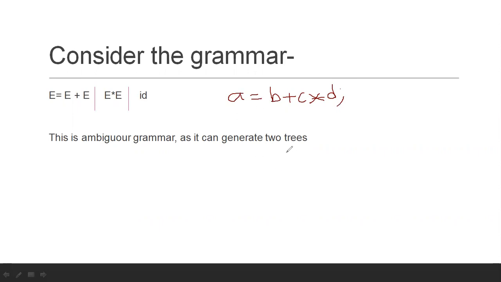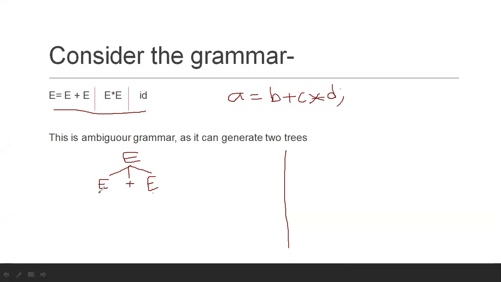How come? This is possible because this particular grammar can generate two trees. How? Let us start. E gives E plus E, right? Now the problem is, to which E should we apply the next production? Should we evaluate with this E or this E? Suppose we are evaluating with this E.